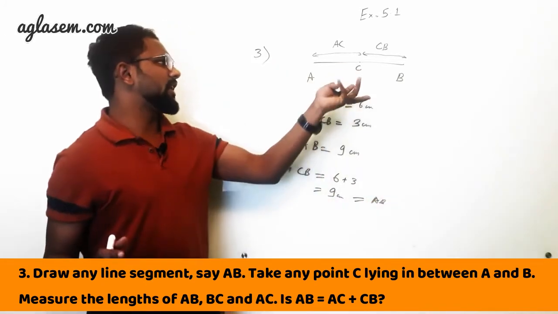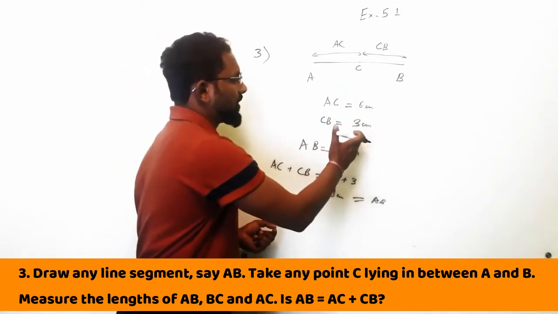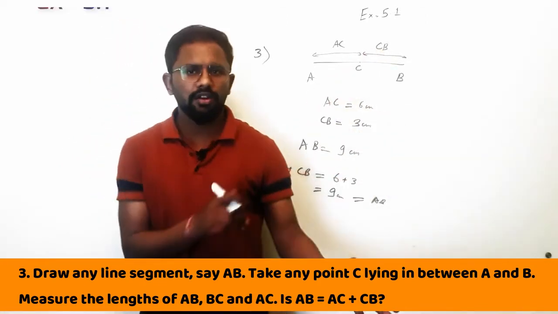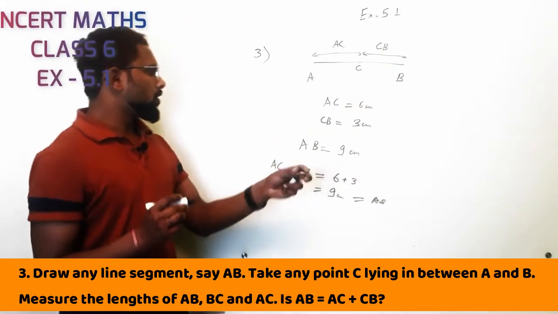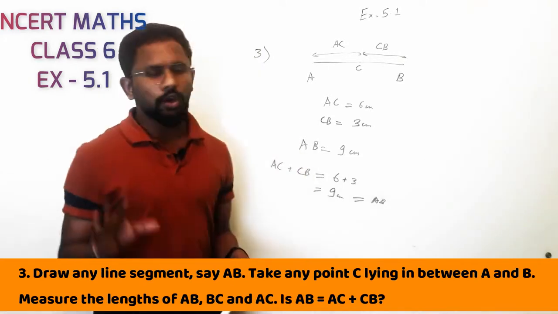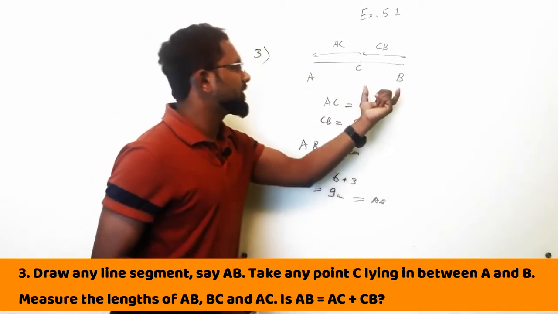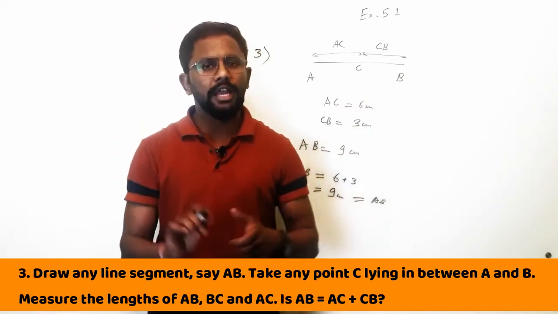The length of this will vary because the measurement can vary according to you. You can make it 3.5 centimeter or whatever you are just drawing it, okay? But the thing is, AC plus CB will always be equals to AB because C is just another point of it, and if you add this plus this, it is always going to be equals to the whole AB.